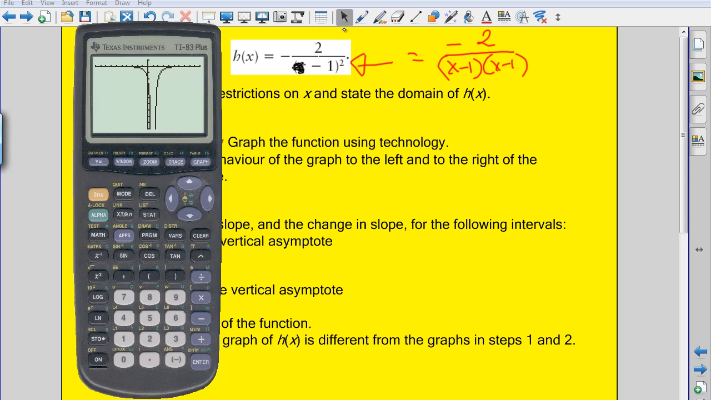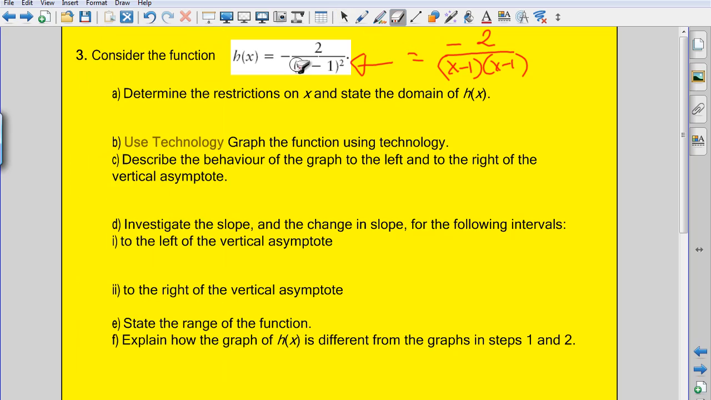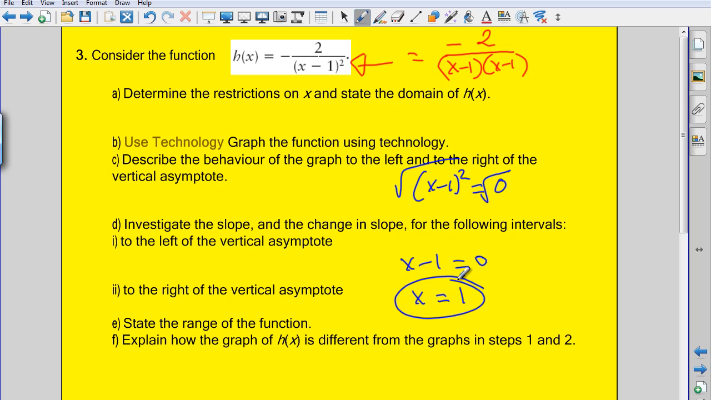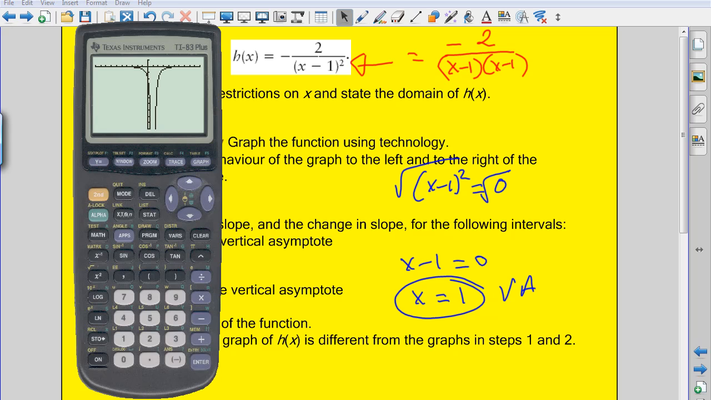And once again, to find our restrictions, what we want to do is take that denominator, in this case it's (x minus 1) all squared, and set it equal to 0. Well, to solve this I need to square root both sides, and I'm left with x minus 1 is equal to 0, and when I add 1 to both sides, I do have a vertical asymptote located at x equals 1.